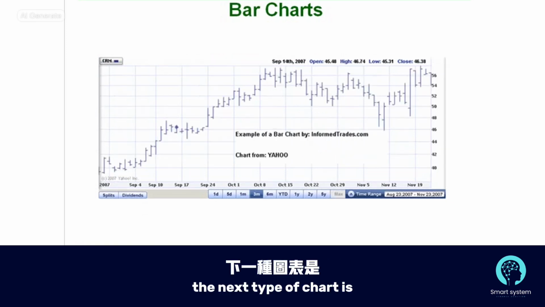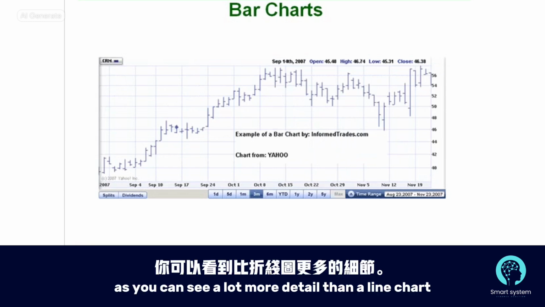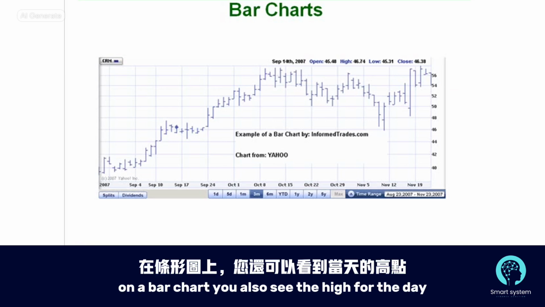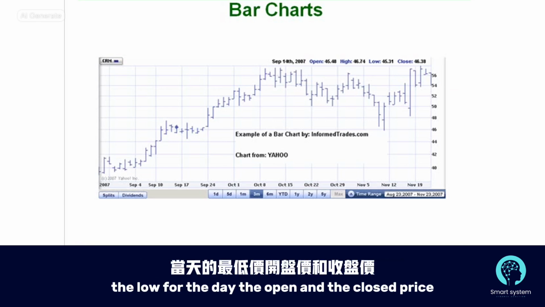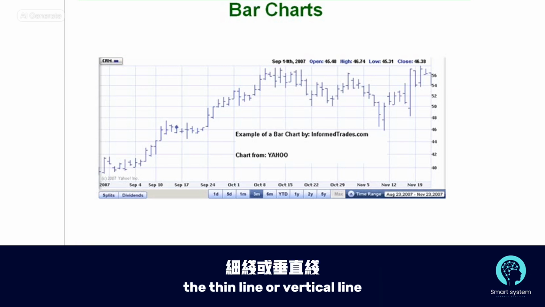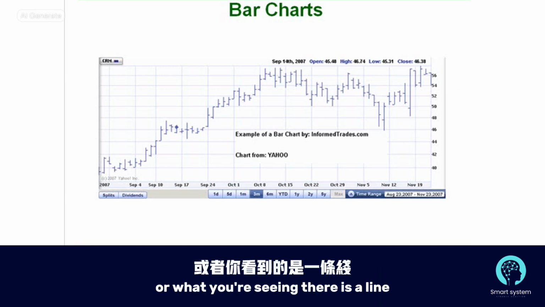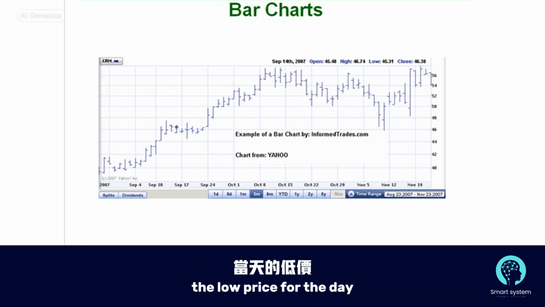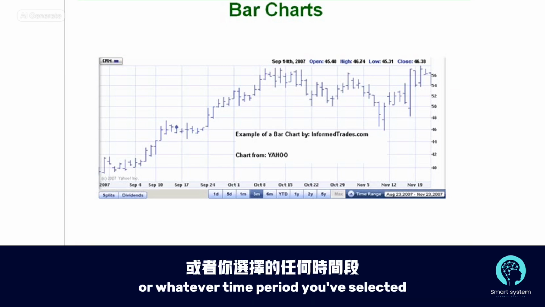The next type of chart is what's known as a bar chart, and this shows, as you can see, a lot more detail than a line chart. In addition to the closed price, which you see on a line chart, on a bar chart you also see the high for the day, the low for the day, the open and the closed price. The vertical line is connecting the high price with the low price for the day, or whatever time period you've selected.